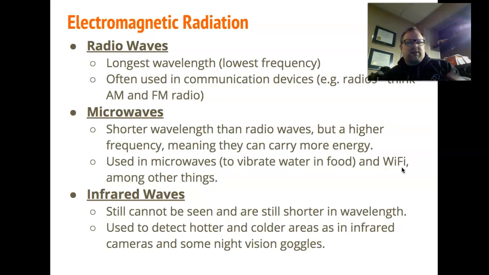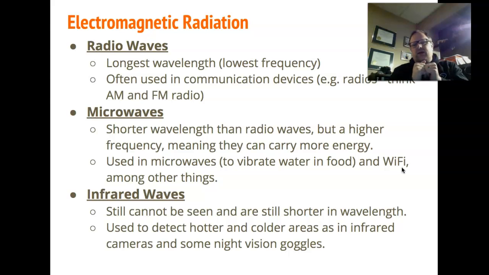So we basically use them to detect hotter and colder areas. We use them in infrared cameras and some night vision goggles. And what they do is, basically, in those pieces of technology, we've designed a little sensor inside them that allows us to shine it at objects. And then that sensor translates how much infrared radiation is coming off of those objects and then turns it into visible light that we can see.